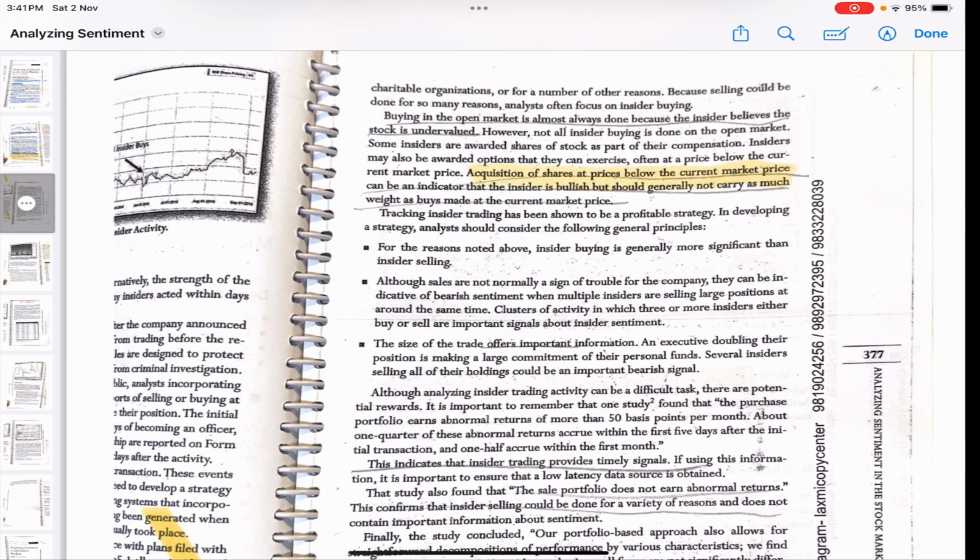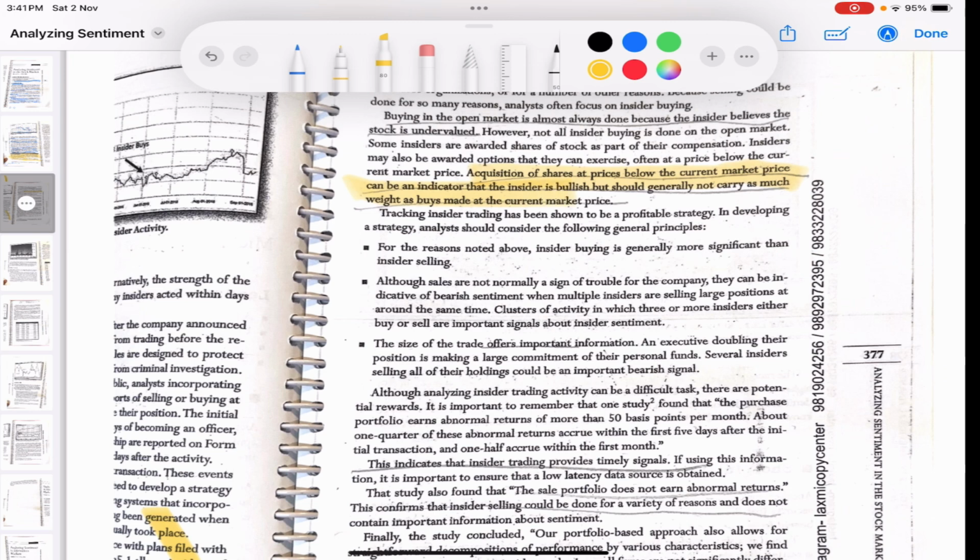Acquisition of shares at prices below the current price can be an indicator that the insider is bullish, but should generally not carry as much weight as buys made at the current market price. Tracking insider trading has been shown to be a profitable strategy. For the reasons noted above, insider buying is generally more significant than insider selling. Although sales are normally a sign of trouble for the company, they can be indicative of bearish sentiment when multiple insiders are selling large positions around the same time. Clusters of activity in which three or more insiders either buy or sell are important signals about insider sentiment.